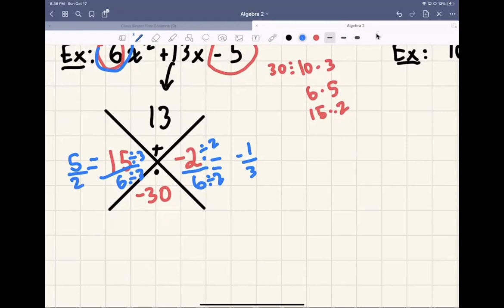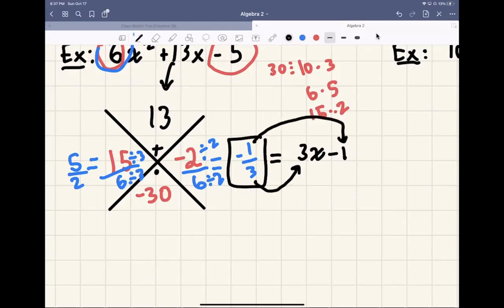Okay, and now we've got to write our factors. How do we write our factors? It's actually a little more complicated than we're used to. So this negative 1 over 3 is going to turn into x minus 1 times 3. So this part goes here and this part goes here. That's our first factor.